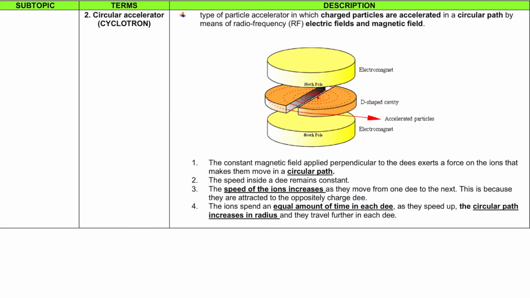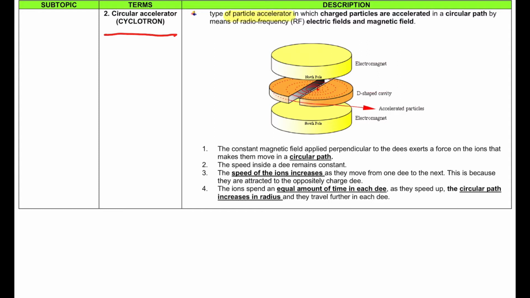The second category of particle accelerator is the circular accelerator or cyclotron. This is a type of particle accelerator in which charged particles are accelerated in a circular path by means of radio frequency electric fields and magnetic field.